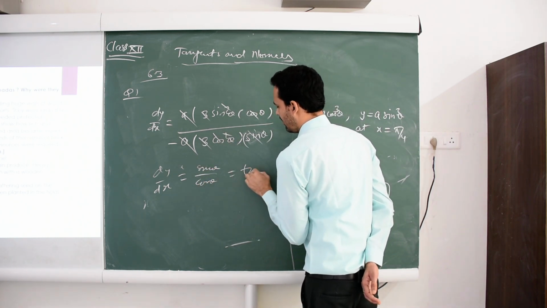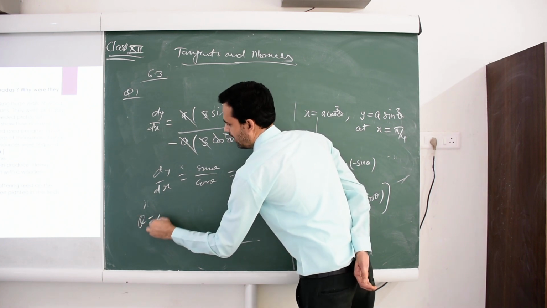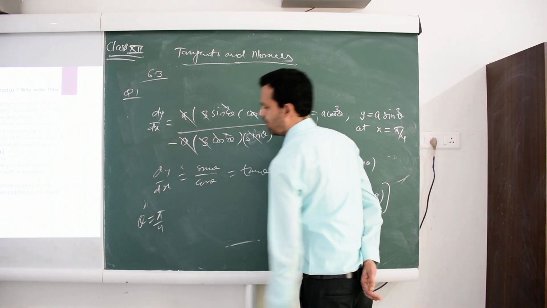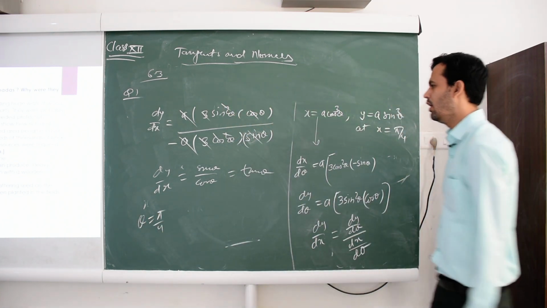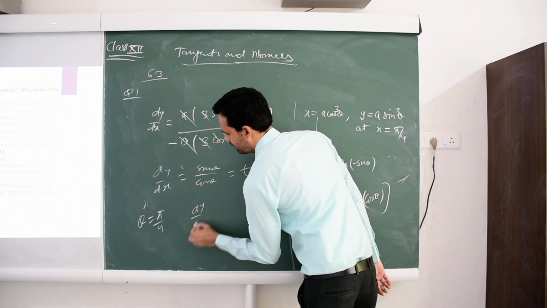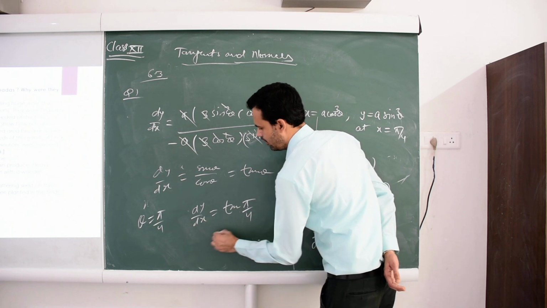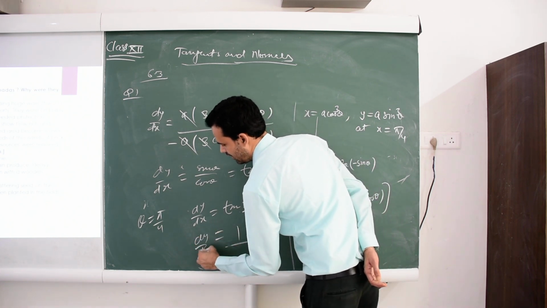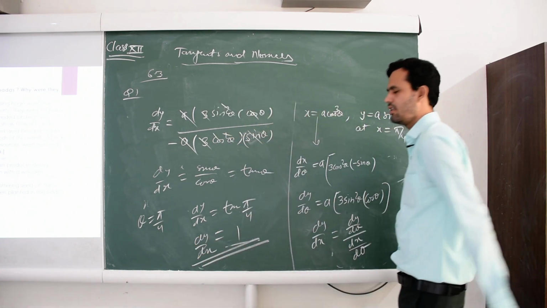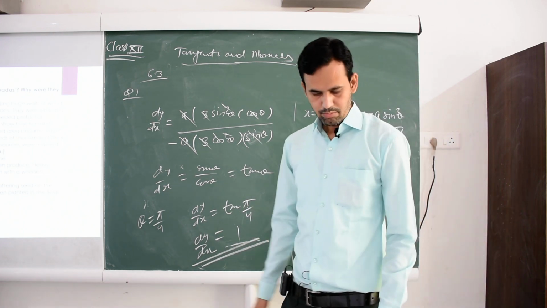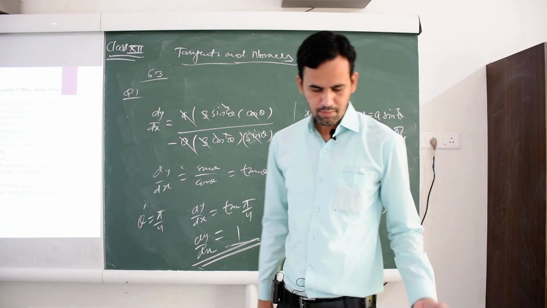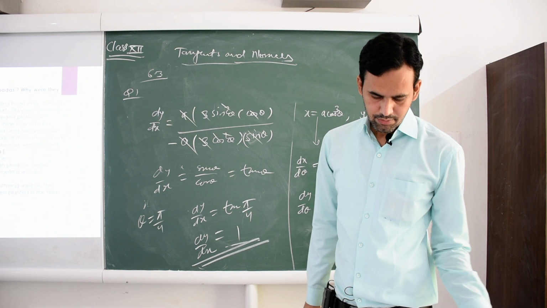It means minus tan theta, and at theta equals pi by 4, dy by dx equals minus tan pi by 4, and the value of tan pi by 4 is 1. So the slope of the tangent is minus 1. Question number 5 complete. Now question number 8.